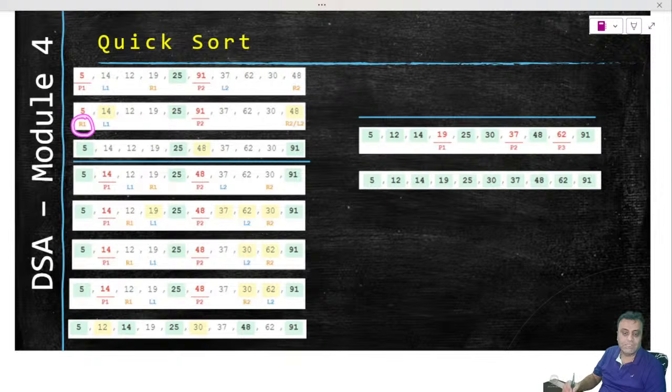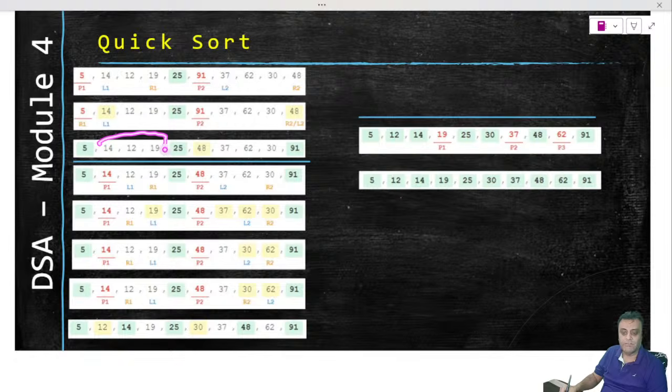So R1 is here. L1 is here. So they have crossed each other. Right? So they have crossed each other, and that's where my pivot and R1 will need to be swapped. But my pivot was here only. My R1 is here only. So pivot will remain here. The swap will not do anything. So this means that 5 now is in the correct position.